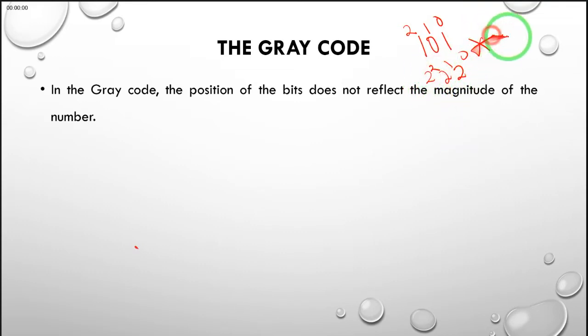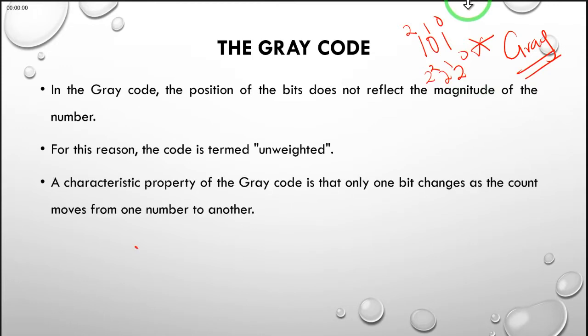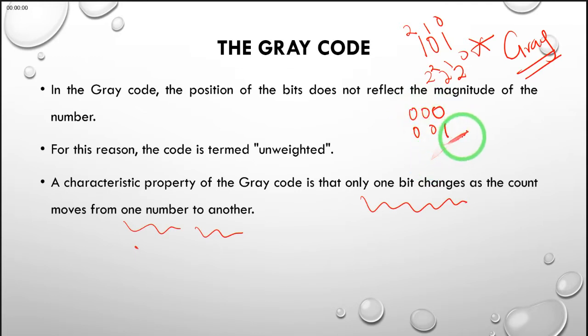On the contrary, the gray code does not use that positional weight to determine the value of a given number that is represented by a gray code. And for this reason, the gray code is termed as unweighted, which is a characteristic of the gray code. In this case, only one bit changes as the count moves from one number to the other. And this is quite significant also. If we count from 000 to 001, there one bit has changed.